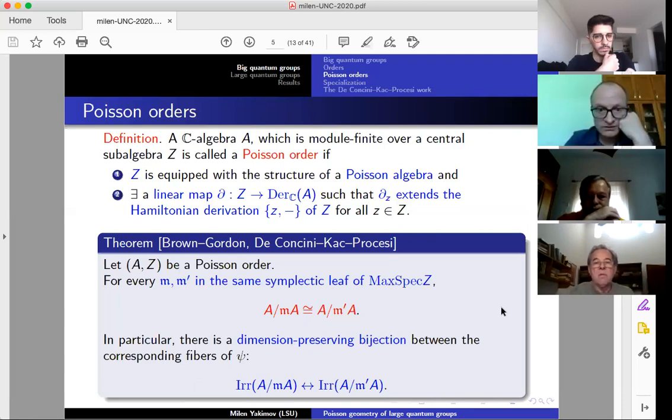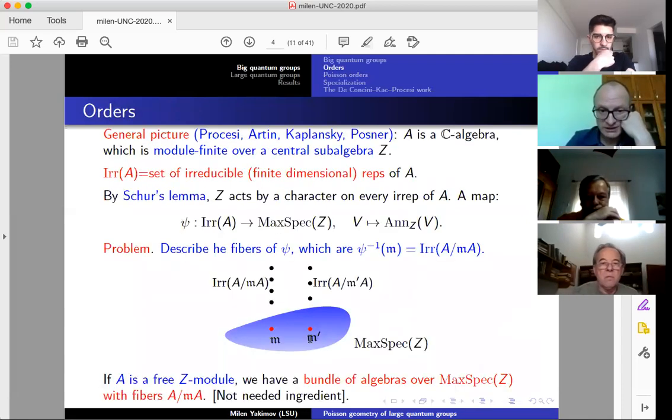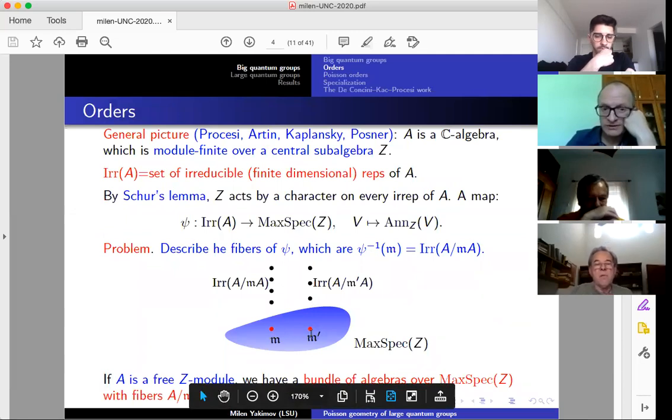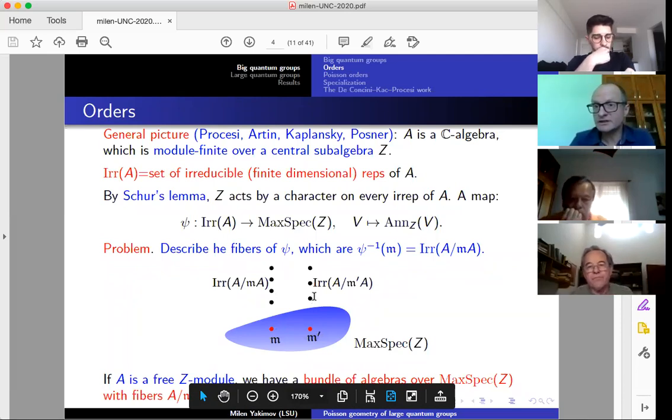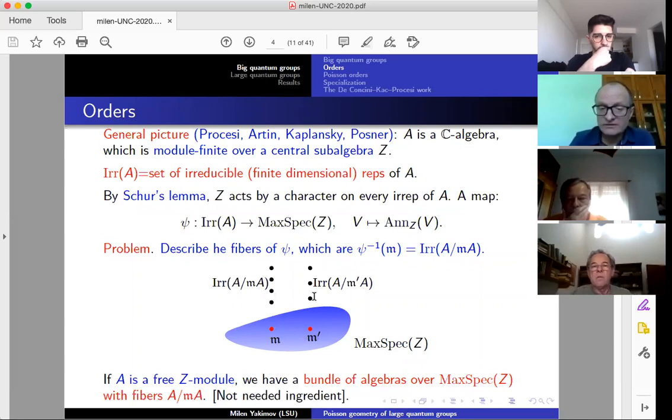So look at this picture: these two points M and M prime here cannot be in the same symplectic leaf, because over the point M we have 4 irreducible representations, and over the point M prime you only have 3 irreducible representations. So if you are in the same symplectic leaf, these two fibers should be exactly the same, meaning the same number of points and the same dimensions of irreducible representations.